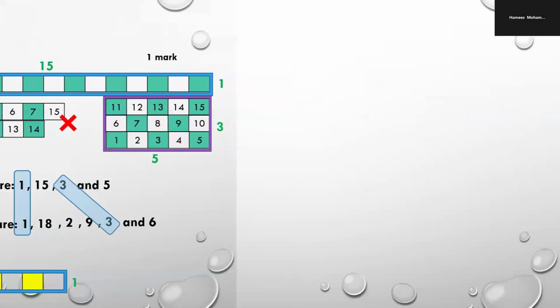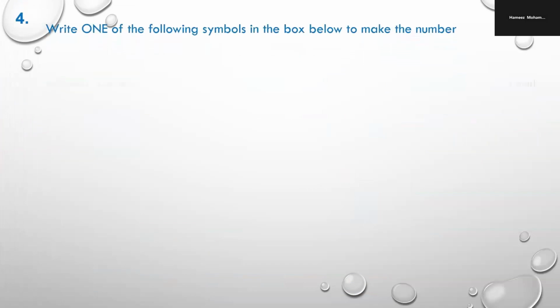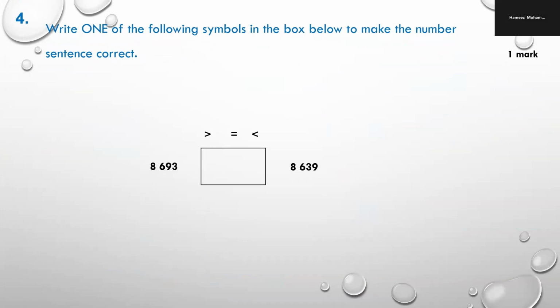Let's move on. And we're looking at number 4 now. Write one of the following symbols in the box below to make the number sentence correct. So we have 8,693 is either greater than, equal to, or less than 8,639. So let's just recall which one is the less than sign. We know the equal sign.